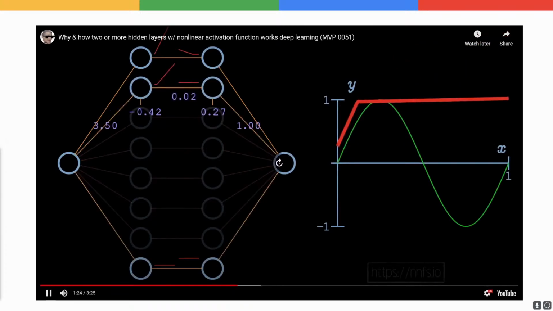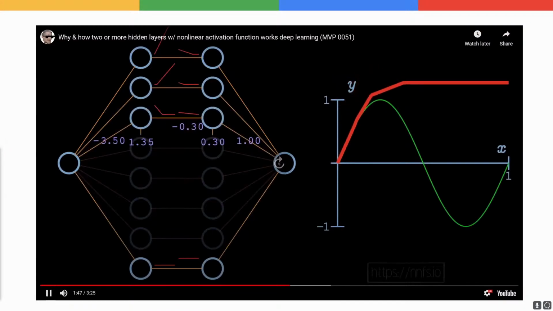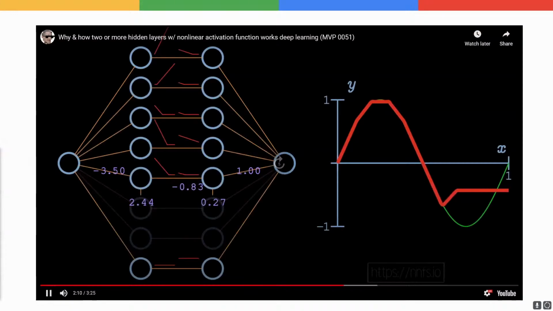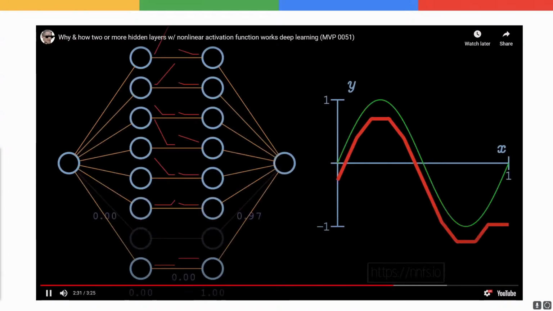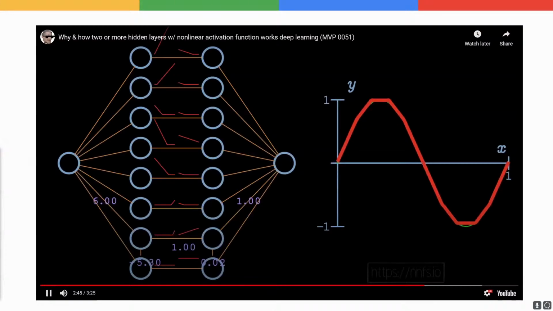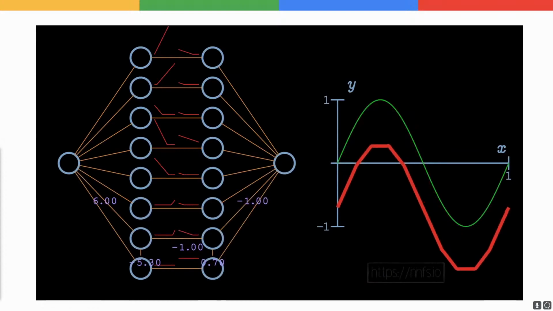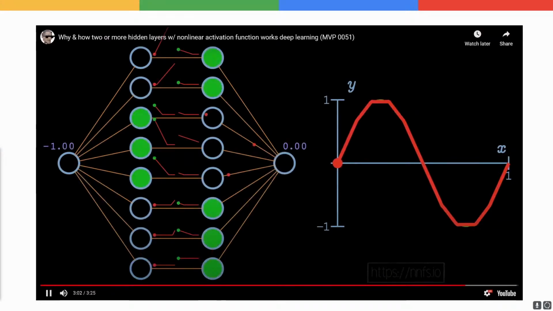You can see it learns the top part, and then it learns to go down, and then it'll learn again to go back up, and then finally it'll change the bias a little bit to shift it up and down, so it's exactly like a sine function.